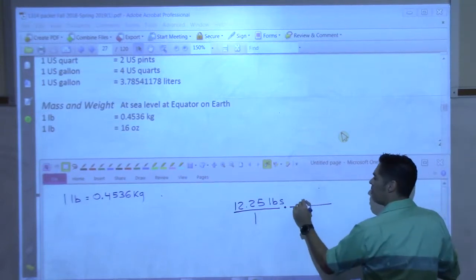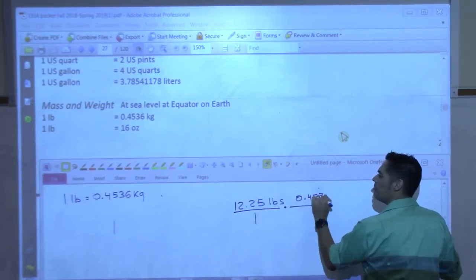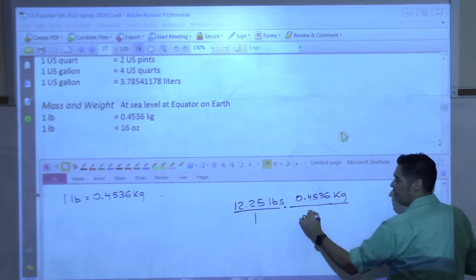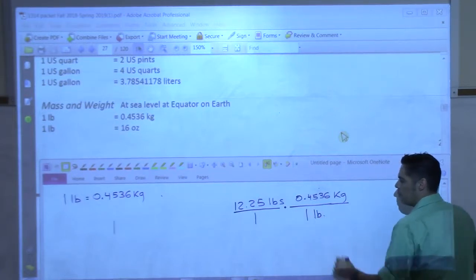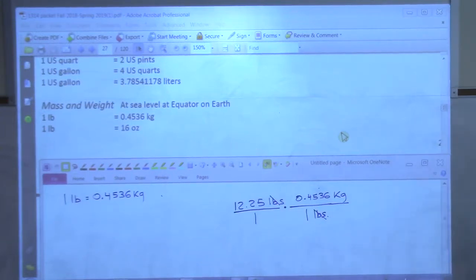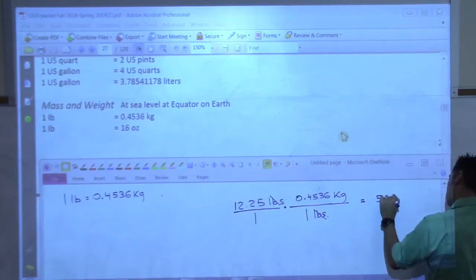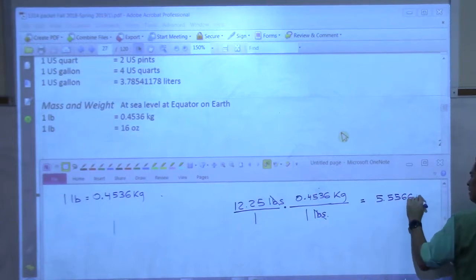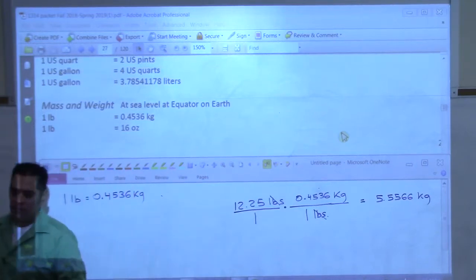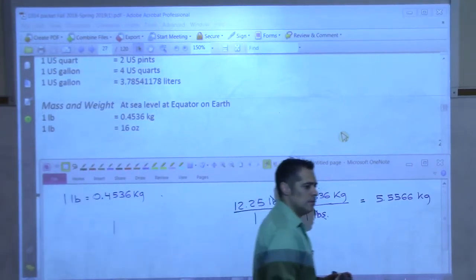Kilograms on top. So 0.4536 kg over 1 pound, right? You can go LB or LBS. I've seen it both ways. So cancel out the pounds, multiply, and we are done. 12.25 times 0.4536, and that is 5.5566 kilograms.